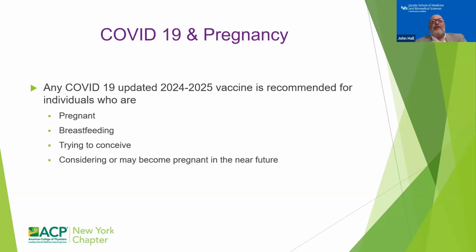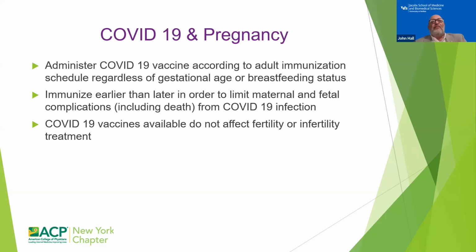Any of the COVID-19 vaccine preparations updated for 24-25 are recommended for individuals who are pregnant, breastfeeding, who are trying to conceive, or may consider conception in the near future. We should administer the COVID-19 vaccine according to the adult immunization schedule that is recommended, regardless of gestational age or whether or not the person happens to be breastfeeding. The general concept is to immunize earlier than later in order to limit any potential fetal or maternal complications, which could in fact include death, which is an increased risk from COVID-19 infection itself.